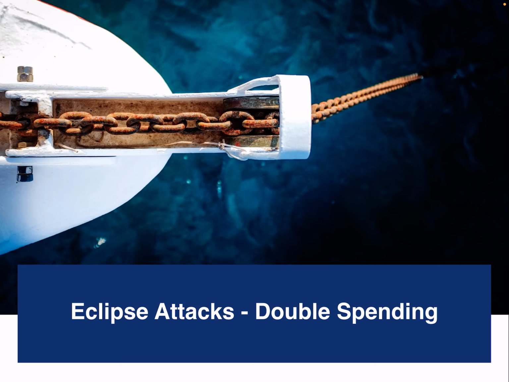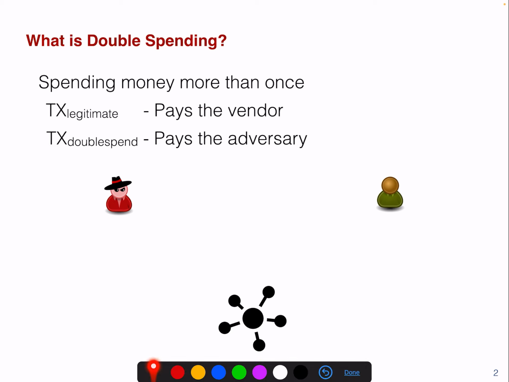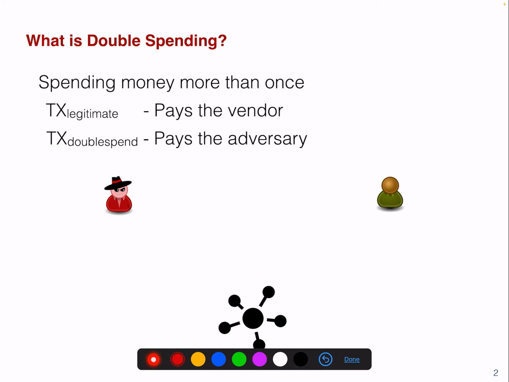So how can we take advantage of Eclipse attacks to perform double spending? Just a recap, what is double spending? It's not really spending money twice. It's not double. It's actually spending money potentially n times. So a technically more correct word would actually be n-spending, right? If you can spend it twice, why wouldn't you spend it n times?